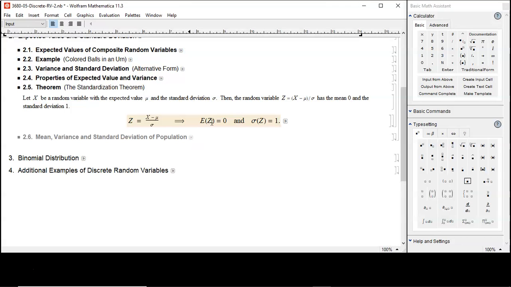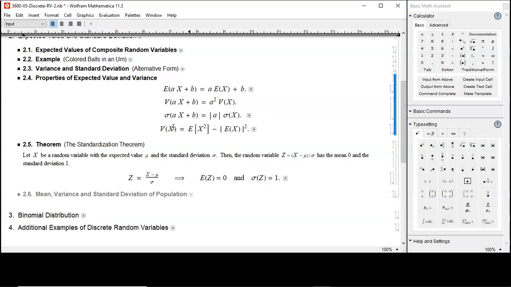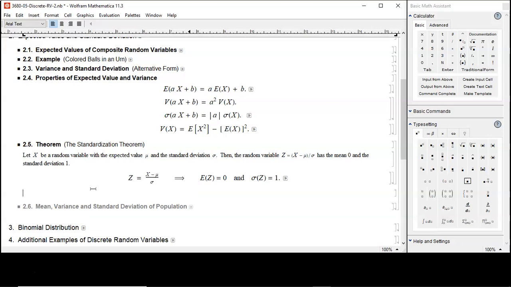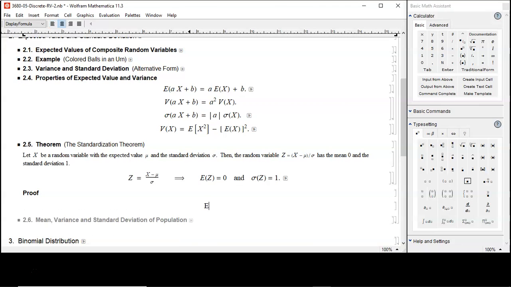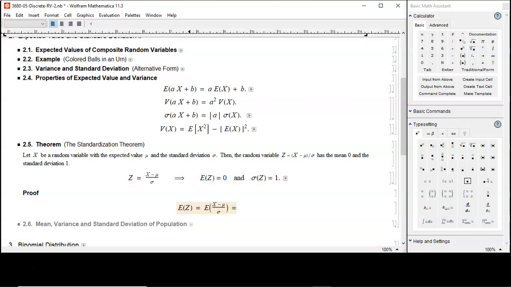So we're going to prove that expected value is 0, and the variance is 1 for this. And then, of course, we can use the properties of expected values and variances. And then that's nothing more than, let's see.